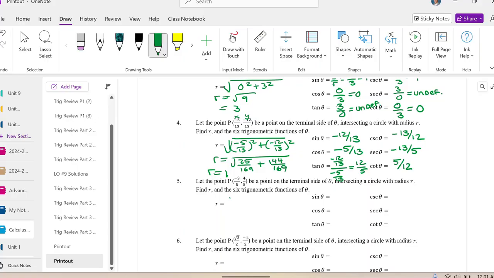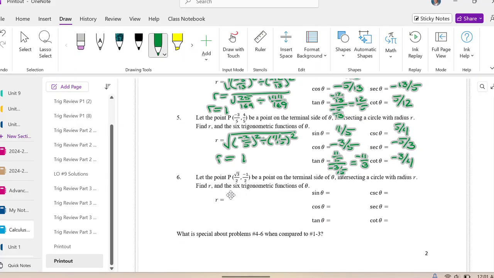So then for number 5, the square root of negative 3/5 squared plus 4/5 squared is also going to give you 1. So it's a unit circle, so the sine is 4/5. The cosecant is 5/4. Cosine is negative 3/5. Secant is negative 5/3. Tangent is 4/5 over negative 3/5, which is negative 4/3, and the cotangent would be negative 3/4.